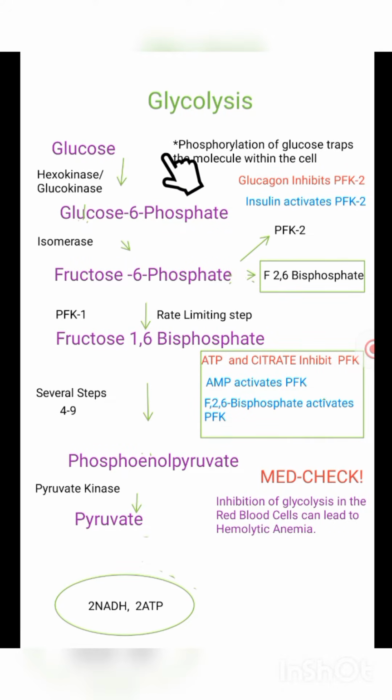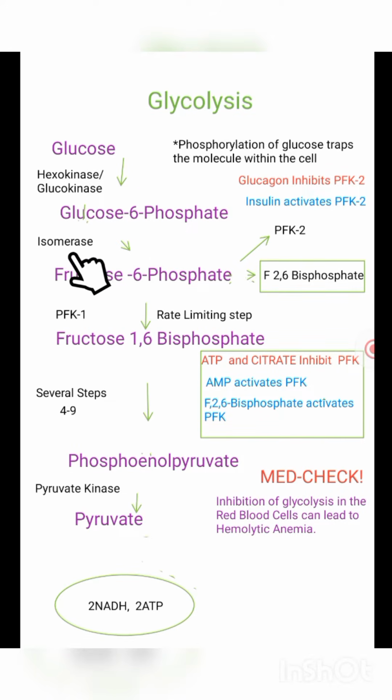Now, what is the importance of this step, the phosphorylation of glucose to glucose 6-phosphate? Well, phosphorylation of glucose traps the molecule of glucose within the cell. What exactly do we mean? You know that glucose is brought into the cell using transporters, which might as well move it out of the cell. So to prevent the movement of glucose out of the cell, we use tactics and trap it using a phosphate group. And so it stays in the cell.